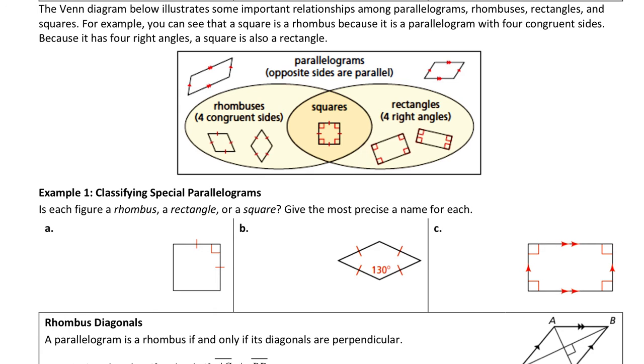So we can see that a square is a rhombus because it is a parallelogram with four congruent sides. Because it has four right angles, a square is also a rectangle. So all squares are rectangles and all squares are rhombuses, but not all rectangles are squares and not all rhombuses are squares, because not all rhombuses have four right angles. Not all rectangles have four congruent sides.